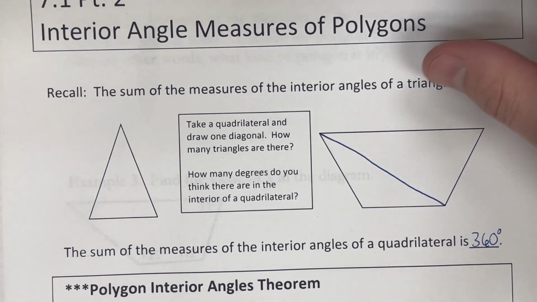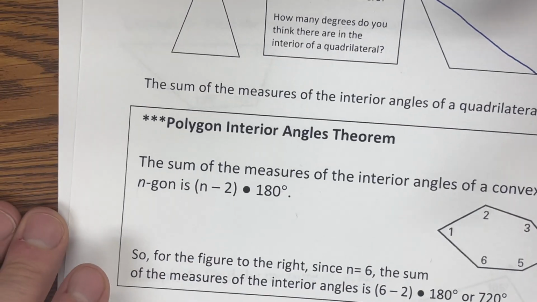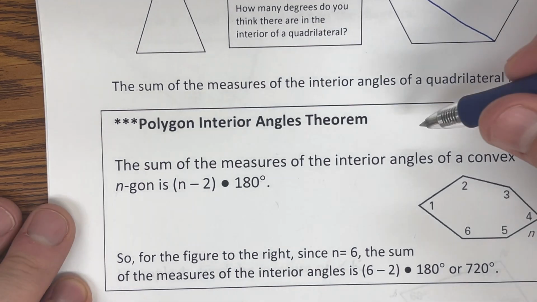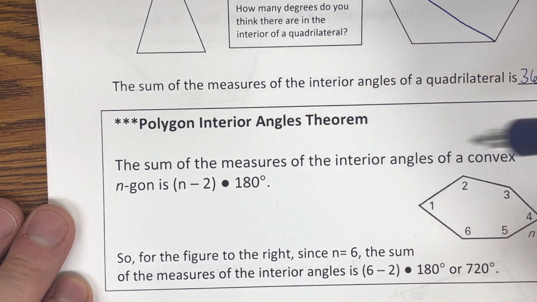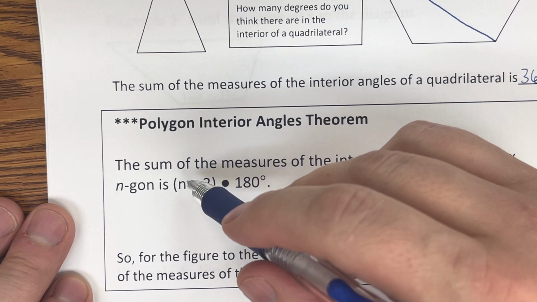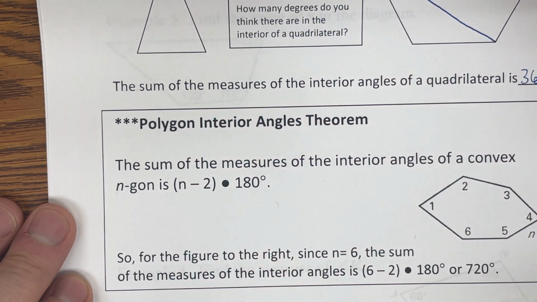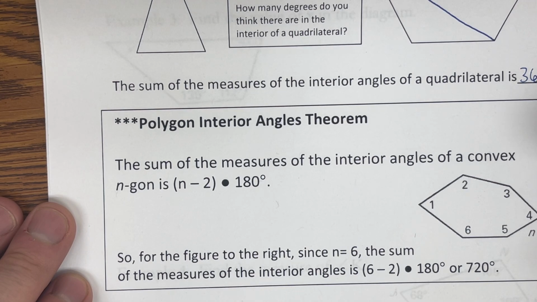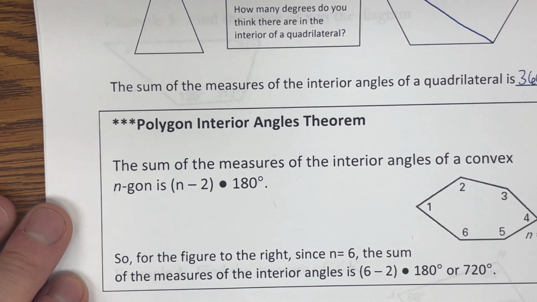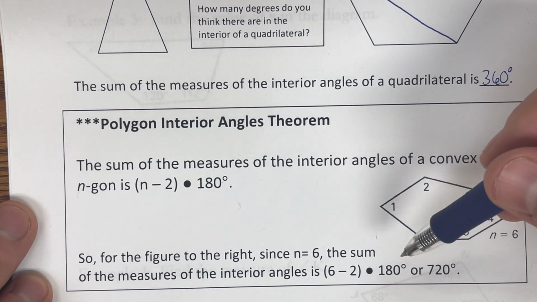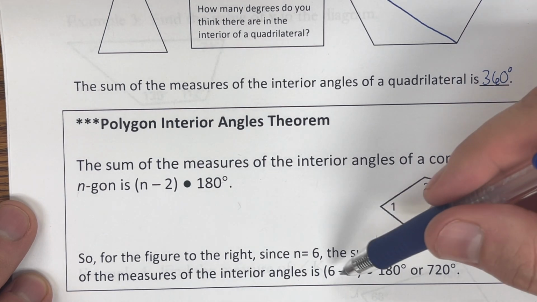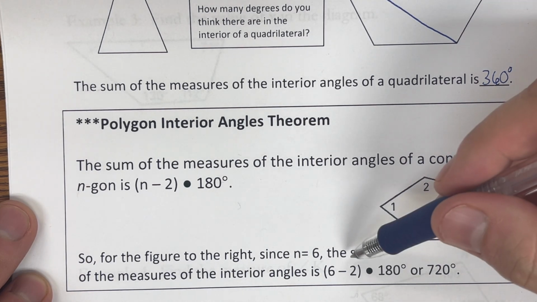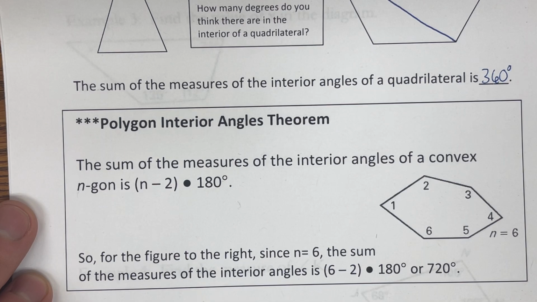We also discussed that the sum of the measures of the interior angles of a convex n-gon is n minus 2 times 180, where n is the number of sides. So in the figure on the right, n is 6. There's 6 sides. There's 6 angles. And you would be able to find the sum of the interior angles by taking 6 minus 2 times 180. Make sure you use parentheses if you're typing that into a calculator.